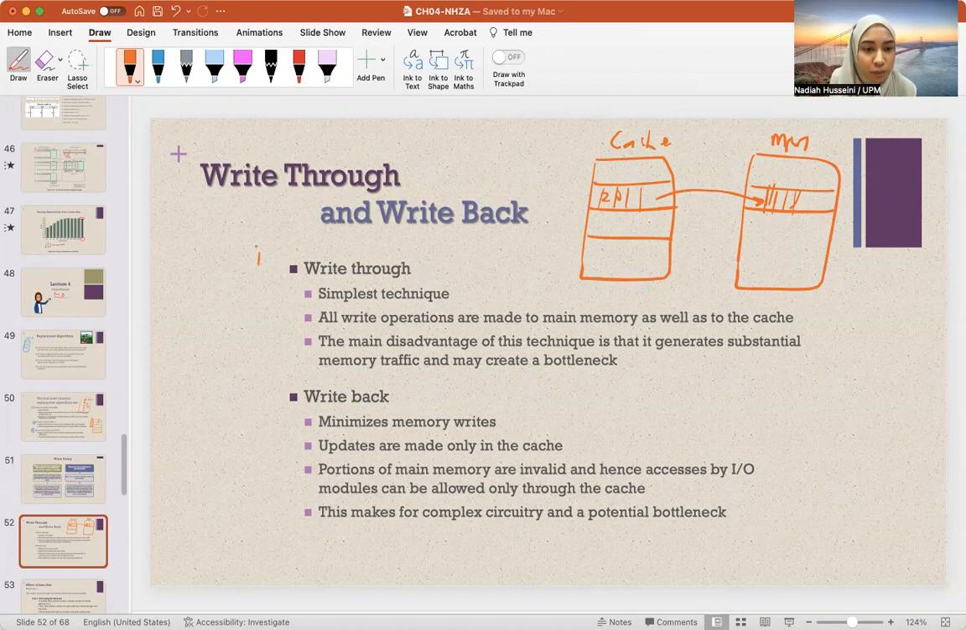Okay, and then we have a write back approach. So this is our first approach for replacing blocks. Second one is to write back. The write back method minimizes memory writes. Updates are made only in the cache, which means that if you are changing anything, you change it in the cache. The CPU changes only the cache.